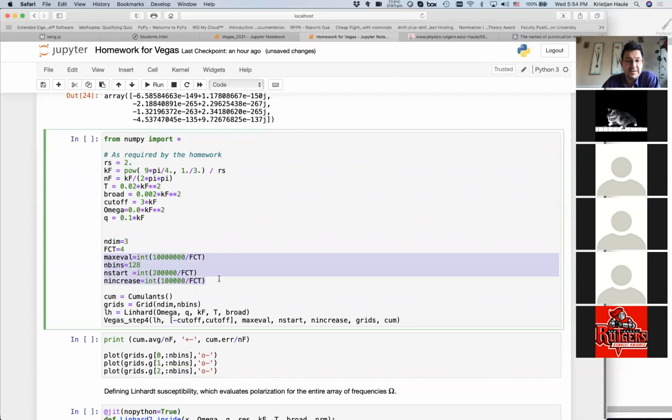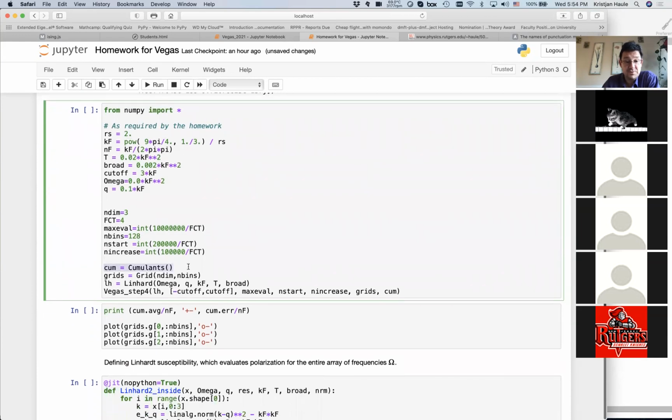Now we need to define how many function evaluations we need to have, how many evaluations at the beginning, and how much to increase. So I decided to take the final step: I'm going to use 1, 2, 3, 4, 5, 6, so it's 10 million at the end. But right now I divide this by 4, so instead of 10 million, I'm going to use only 2.5 million, I guess. Therefore the n start and n increase are going to be commensurately reduced.